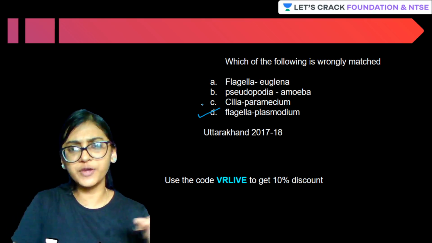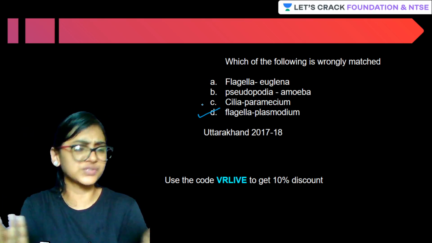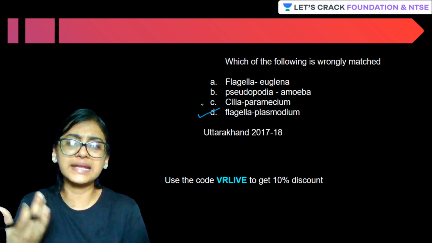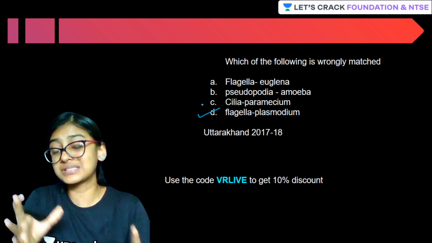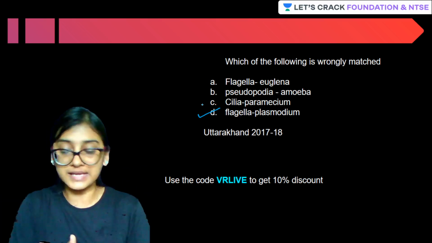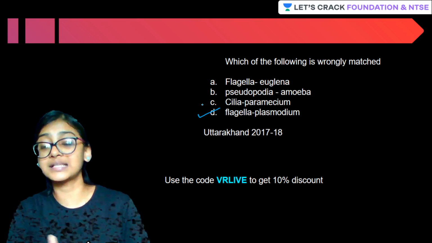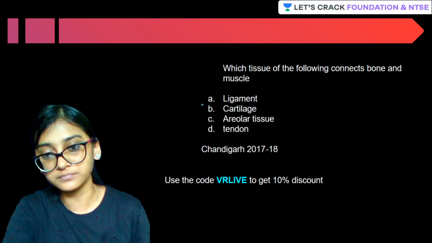Euglena has a whip-like flagellum, you are able to see. Amoeba has pseudopodia, the false feet. Paramecium has hair-like structures, cilia, which they use for movement. The answer is simple. Let's proceed to the next question.